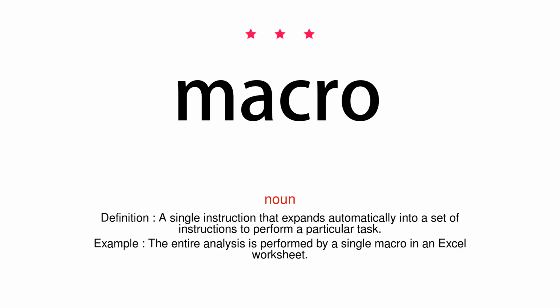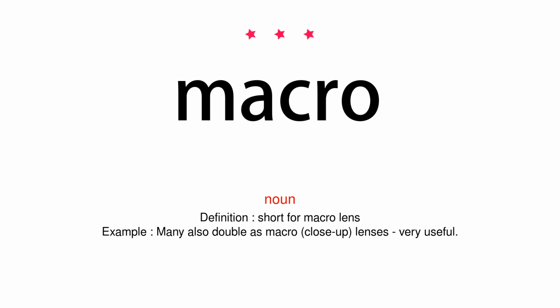Noun. Definition: a single instruction that expands automatically into a set of instructions to perform a particular task. Example: the entire analysis is performed by a single macro in an Excel worksheet. Noun. Definition: short for macro lens. Example: many also double as macro close-up lenses, very useful.